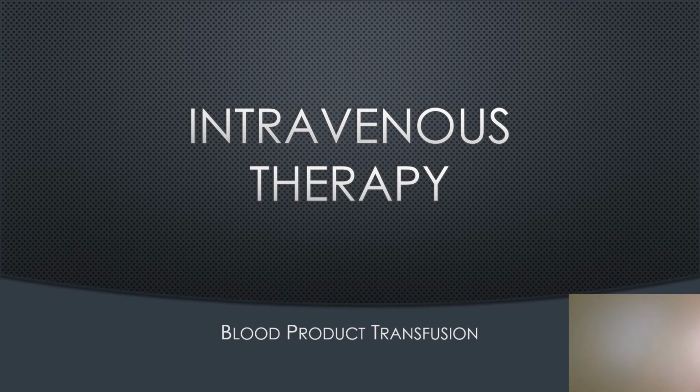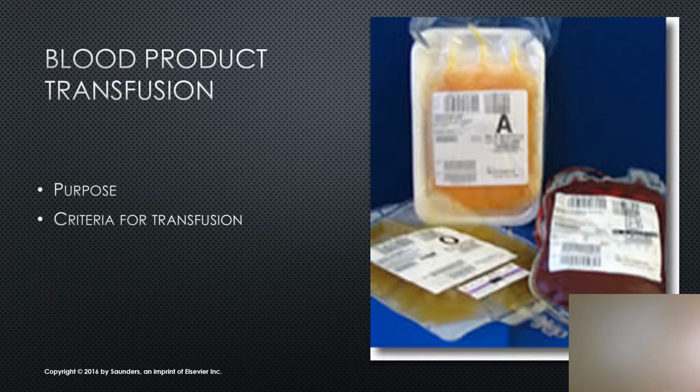Intravenous therapy, blood product transfusion. Blood products are transfused to restore and/or maintain fluid volume, improve the oxygen carrying capacity of the blood. We expect each unit of packed red blood cells to raise the hemoglobin 1 gram per deciliter. It's also used to replace deficient blood components, assist with coagulation, or prevent cardiogenic shock and help maintain hemostasis.